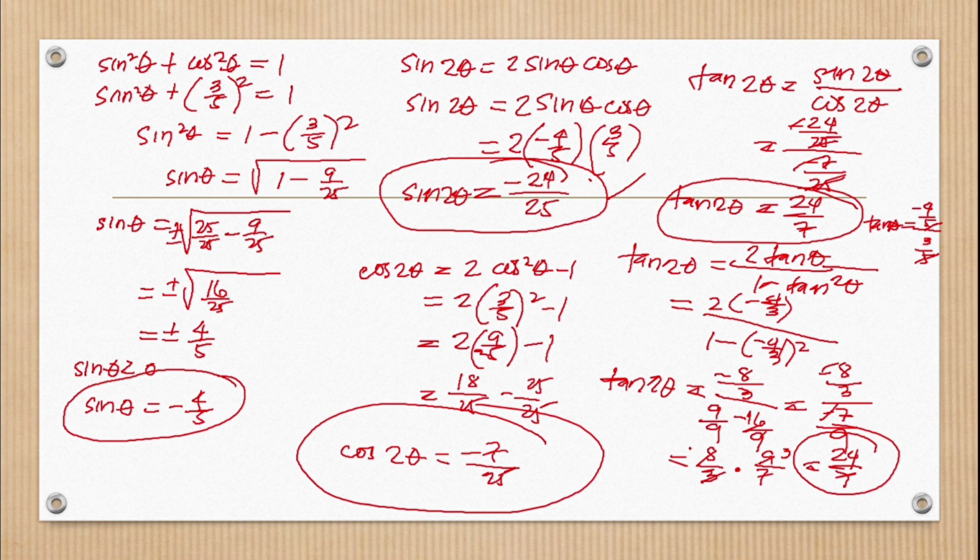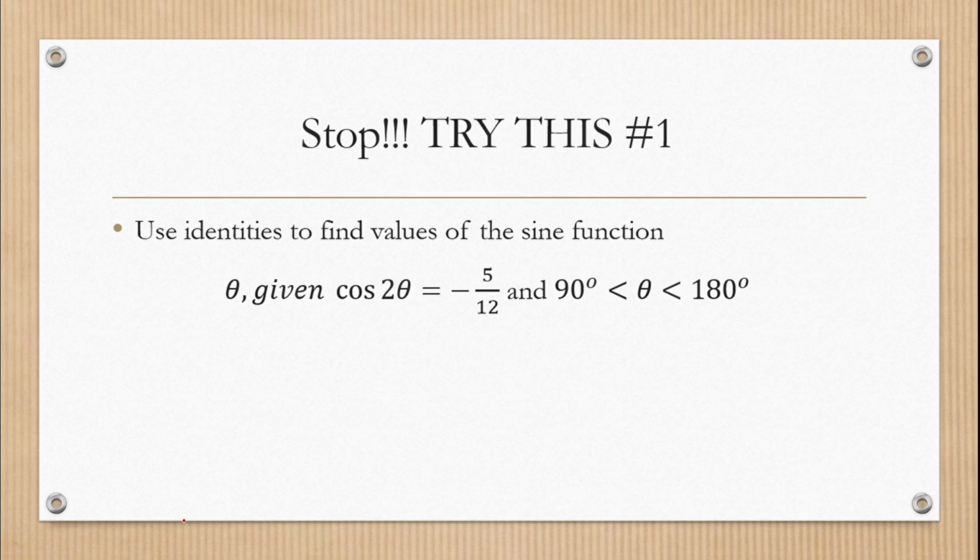So we have the same answer if we make use of the identities. Since that is also an identity, we can make use of this one given sine 2 theta and cos 2 theta. Okay, so stop. Try this number one: use identity to find the values of the sine function of theta, given cos 2 theta is equal to negative 5 over 12, and theta is between 90 degrees and 180 degrees. Stop and try this one at home. Please solve this one.